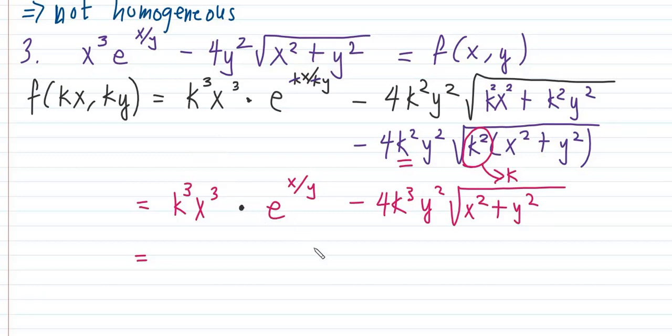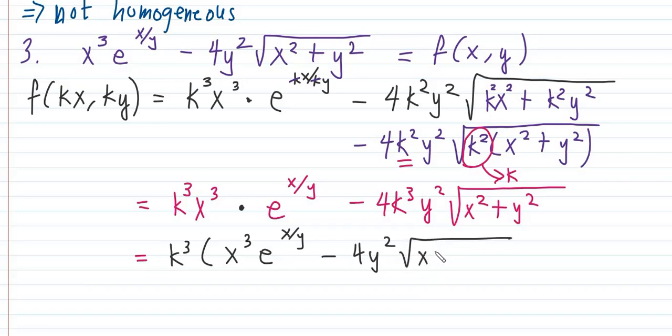So I can now factor out k cubed, and I will have x cubed e raised to x over y minus 4y squared times the square root of the quantity x squared plus y squared, and therefore satisfying the definition of homogeneity. So yes, it is homogeneous, and the degree is equal to 3.